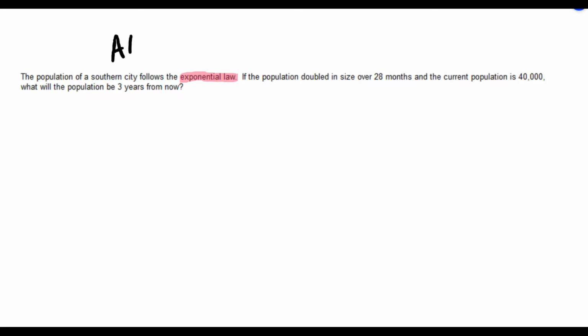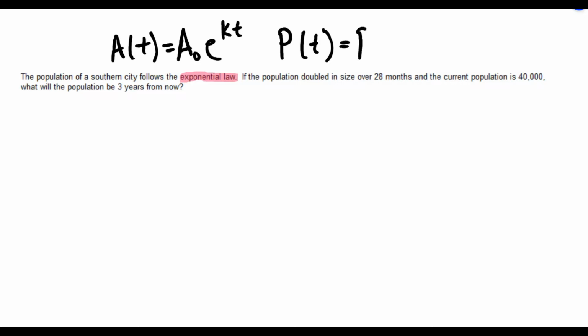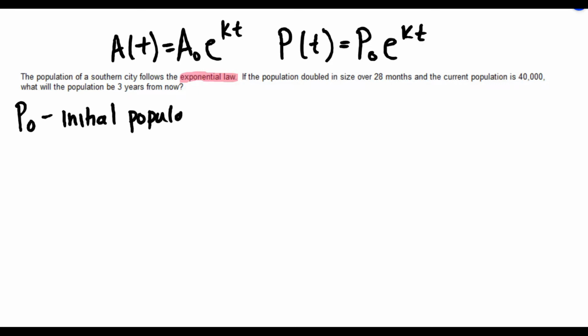And that is following the formula A of t equals A naught e to the kt. And sometimes instead of A, we use P for population. So you might see P of t equals P naught e to the kt. So let's talk about what these different pieces of the formula mean. We have that P naught, which is our initial population. And if you're using the formula with A, that would be A naught.